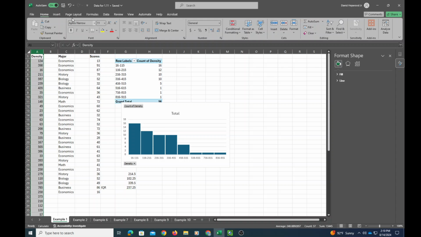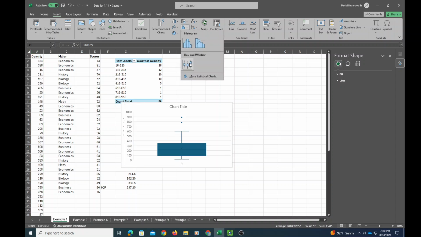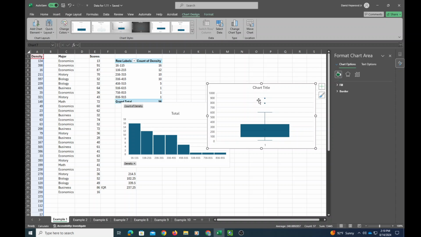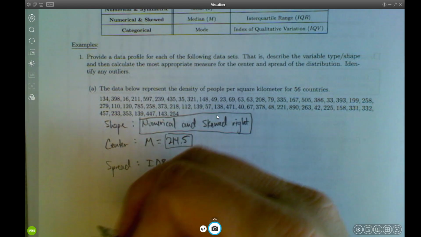I'm going to select it and go to Insert, and under this little histogram looking thing, I'm going to insert a box plot. And sure enough, it looks like I've got a couple outliers. To see what those are, I can add the data labels, and then I can see clearly that's 785 and 890. Those are my outliers. So let's write those down: 785 and 890.